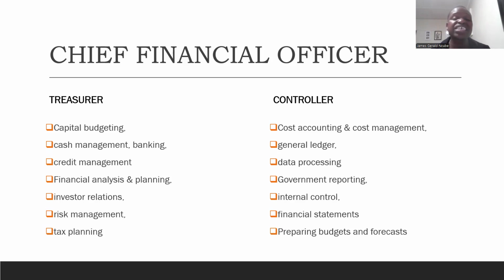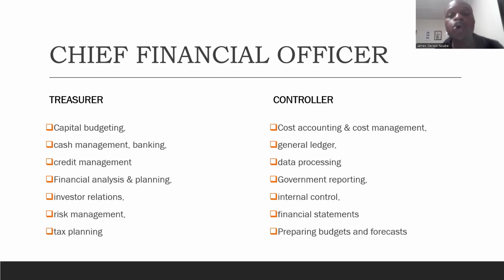He also does financial analysis to assess whether the organization is performing according to the plans or not. He also does investor relations. He talks to the people that have given us the money to make sure that they are happy and they're getting their dividends and so on. Then he also does risk management and tax planning. So that is the treasurer.